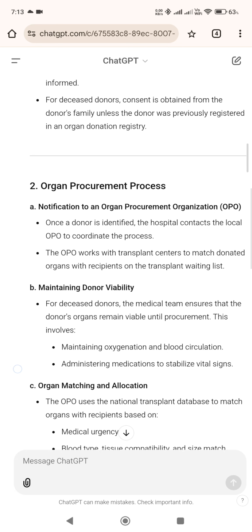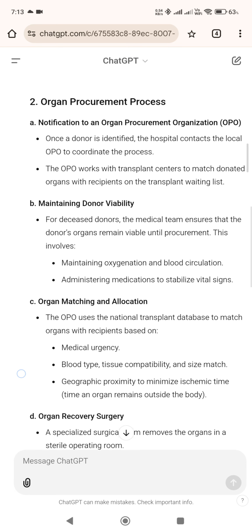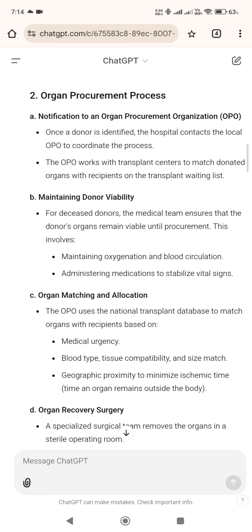2. Organ procurement process. A. Notification to an organ procurement organization, OPO. Once a donor is identified, the hospital contacts the local OPO to coordinate the process. The OPO works with transplant centers to match donated organs with recipients on the transplant waiting list.